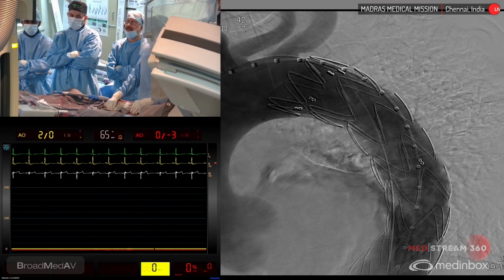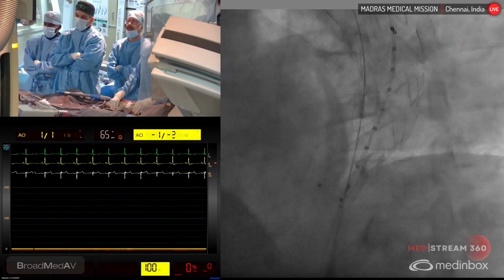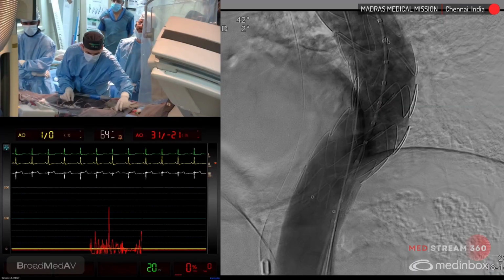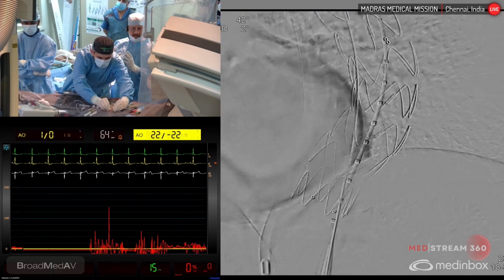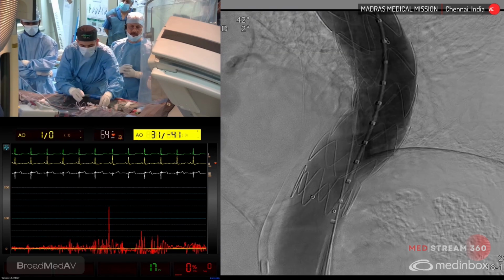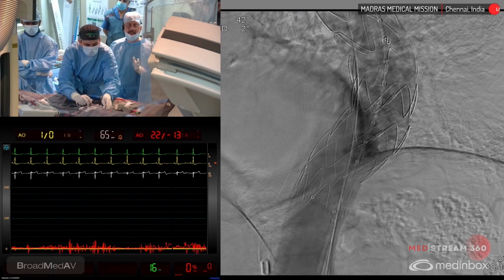Now we will concentrate on the distal landing zone. So we ruled out the type 1A endo leak. Now we are going to check the 1B endo leak. The cell size of this stent is very large. So that area of thrombus will still be exposed, and you can still have embolism, thromboembolism phenomena. Now we have totally excluded the aneurysm and the thrombus.